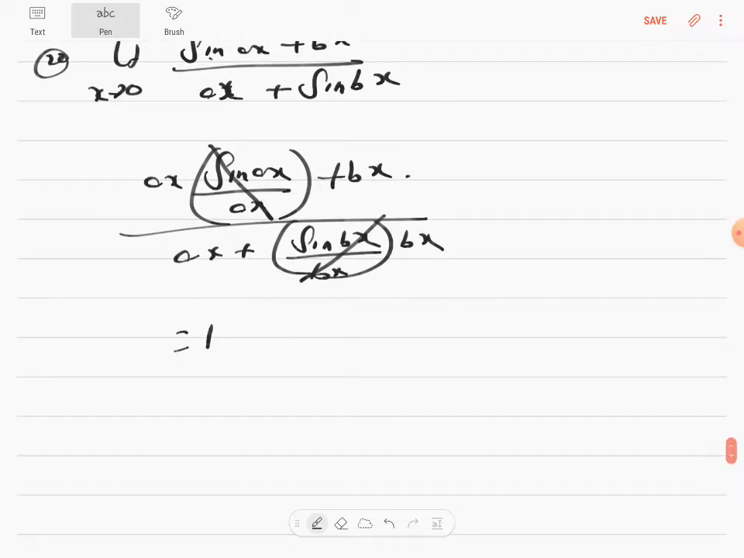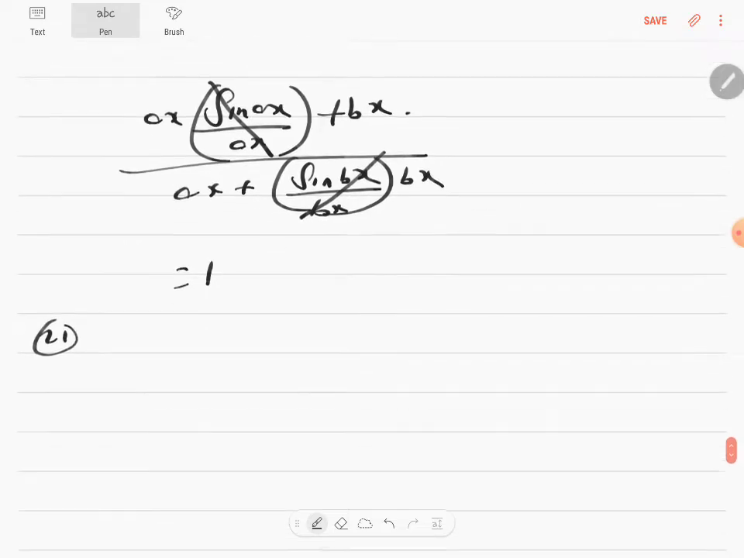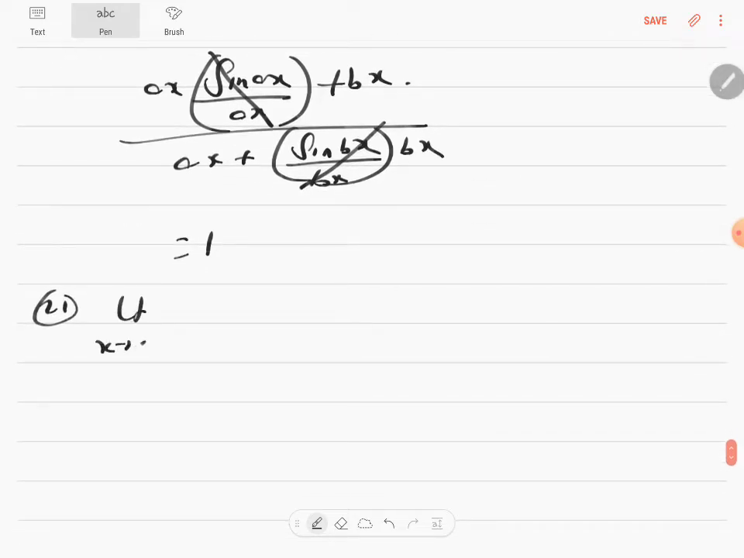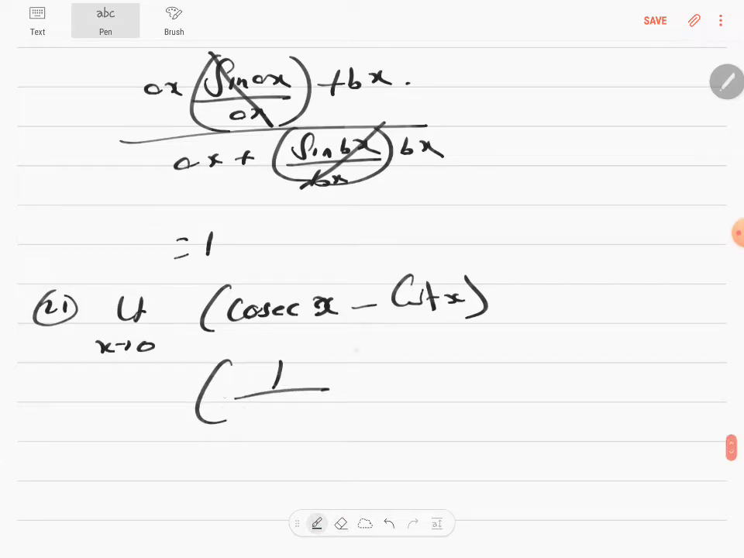Okay, so let's go to the next sum. 21st question: limit x tends to 0, cosecant x minus cot x. You might think there is no denominator, so can I directly substitute? Do you know that cosecant 0 is like 1 by sin 0, which itself is infinity? You can't get the answer as infinity. Therefore, you have to solve it.